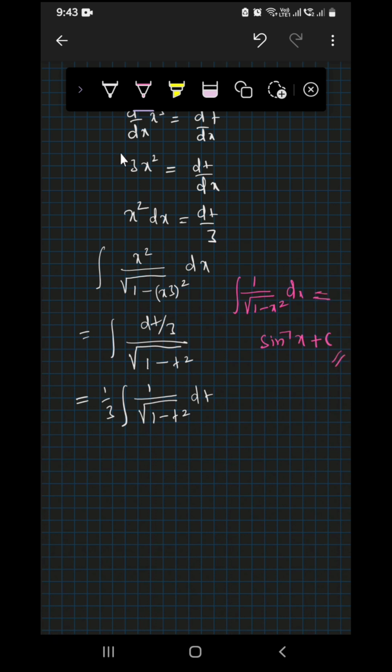Apply here. You get 1 by 3 sine inverse of t plus c. Now in 1 by 3 sine inverse of t, t is taken as x cube. That's why 1 by 3 sine inverse of x cube plus c is the answer for the given question.